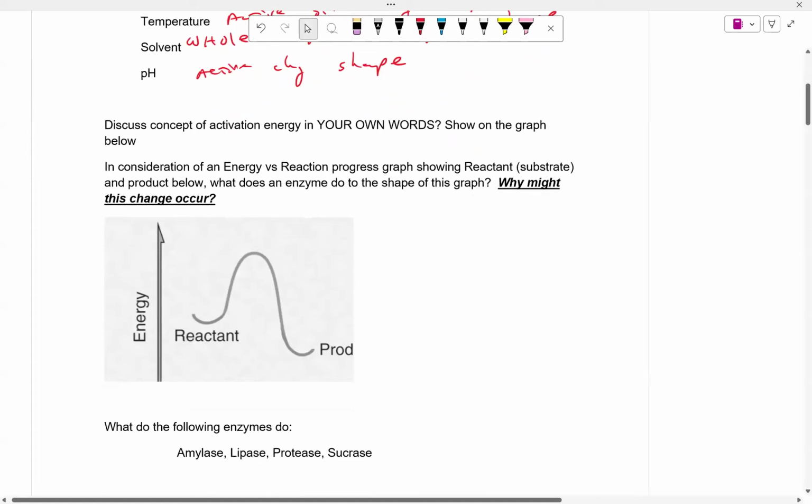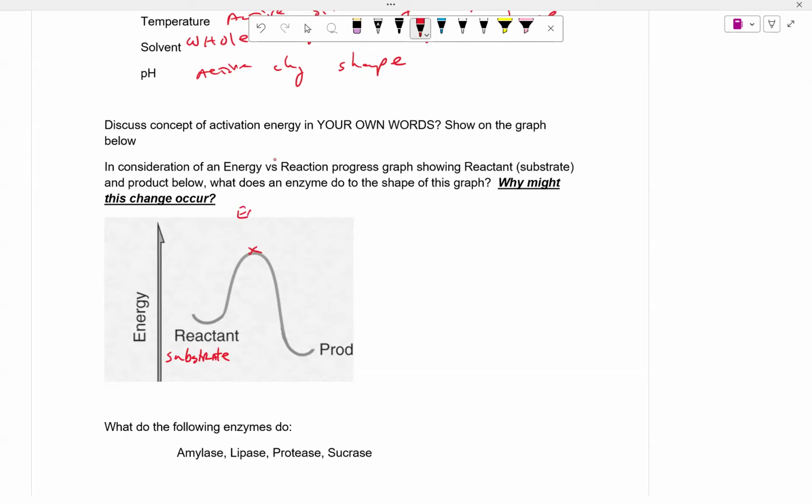Where it says, in your own words, show in the graph below, energy versus reaction progress. Okay, so we have reactants, or substrate in the case of an enzymatic reaction. What happens up here, we form the enzyme activated complex. And it takes this much energy to get there. So that's called the activation energy.